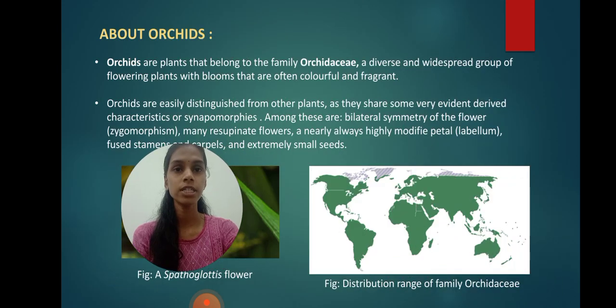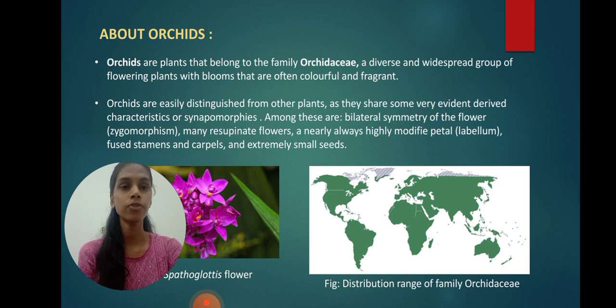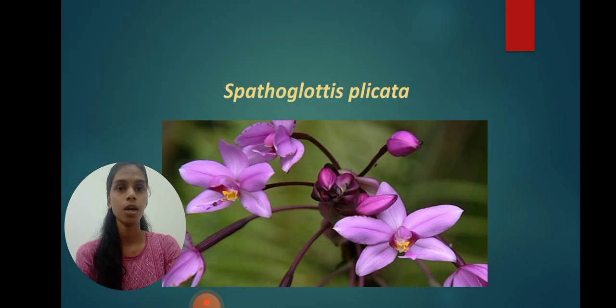And orchids are plants that belong to the family Orchidaceae, a diverse and widespread group of flowering plants with blooms that are often colorful and fragrant. The first flower shows the Spathoglottis plicata orchid, and the second figure shows the distribution range of the Orchidaceae family. My topic is mainly about the Spathoglottis plicata orchid, on which I have done training for about 1 month.